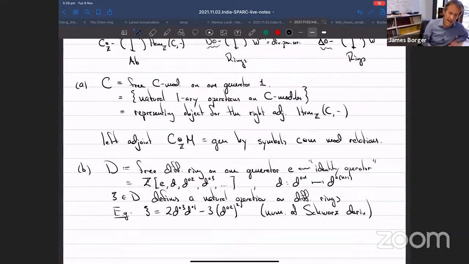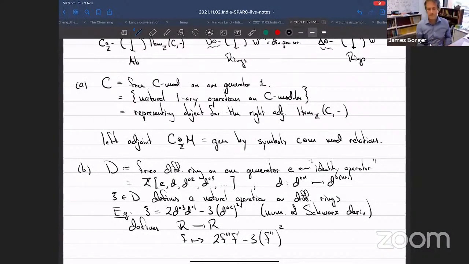And then now, how does this act? So this defines a map, say R is a differential ring. It defines a map from R to R. It just sends an element f to 2 times the third derivative of f times the first derivative of f minus 3 times the second derivative of f squared. So one thing to keep in mind that's also going to be relevant in the delta ring situation is there are kind of 2 operations here. There's multiplication, and then there's composition of operators.